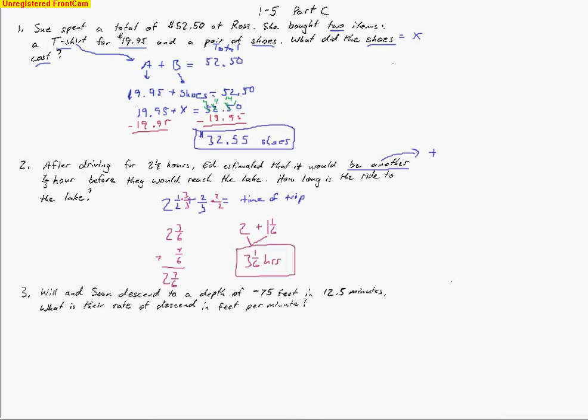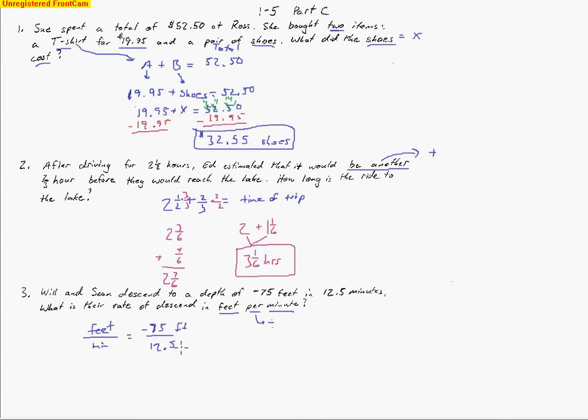Well, moving on to our last one, it says Will and Sean descend to a depth of negative 75 feet in 12.5 minutes. What is the rate of descent in feet per minute? Okay, they want to know feet per minute. So this is set up as a fraction. Per means to divide. So when we divide, we're going to write it as a fraction. Feet per minute. So let's put the feet on top. Negative 75 represents that we're going down 75 feet. 12.5 minutes means that it took us 12.5 minutes to do that.